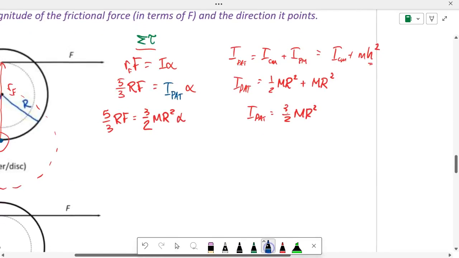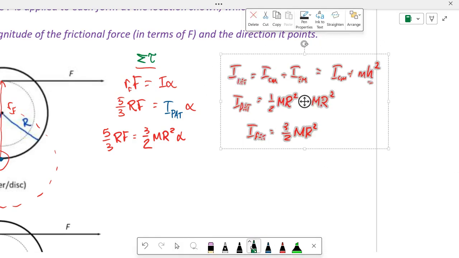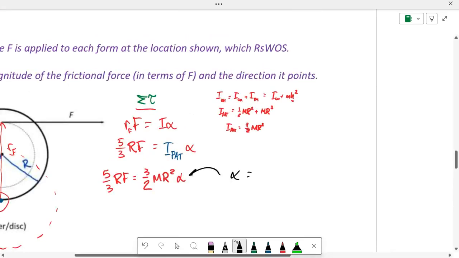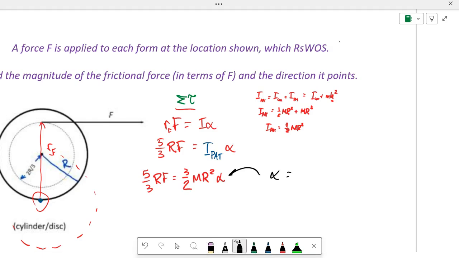Now what I'm going to say, a way to go now, is to relate rotational stuff to translational stuff. Specifically, we're going to say there is this alpha that can be related to the center of mass acceleration, because the force is applied to each form which rolls without slipping. The rolling without slipping criteria are these.